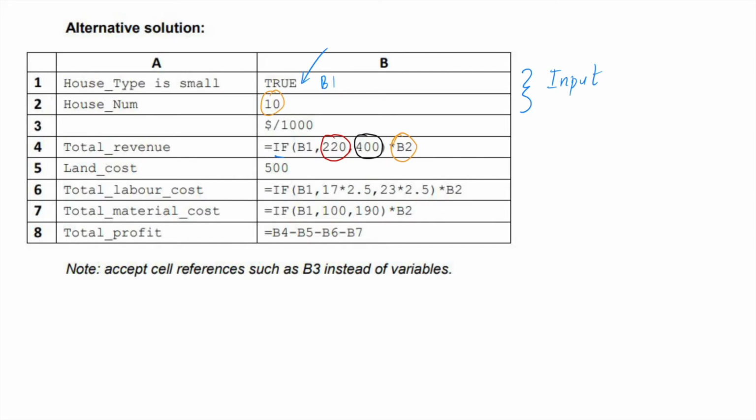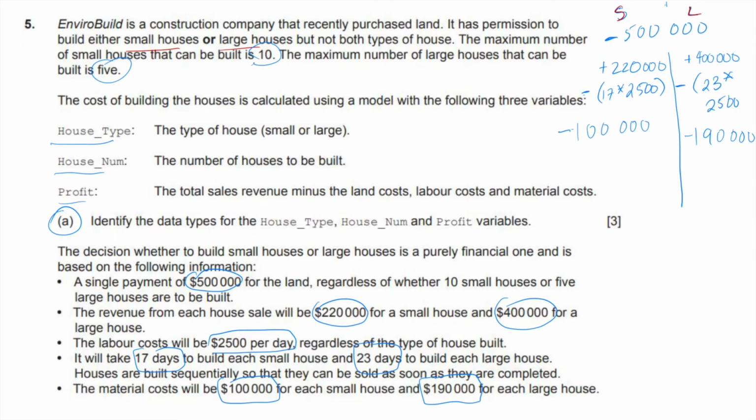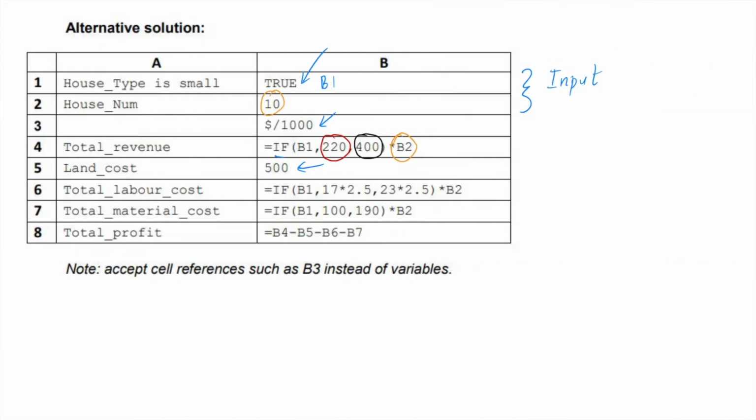So now we've done that, we have a land cost, and that's a flat $500,000 land cost. I guess this is doing everything in terms of hundreds rather than thousands, which is implied by this right here. But we've got 500, so this is our land cost. Next we're going to calculate the labor cost. Again, we're using an if statement. If it's small, we had 17 days, and each day cost $2,500, and for large, 23 days at $2,500 each day. So this one is going to be the calculation for a small house, and this one's going to be the calculation for a large house, and then we're going to multiply that by the number of houses we have.